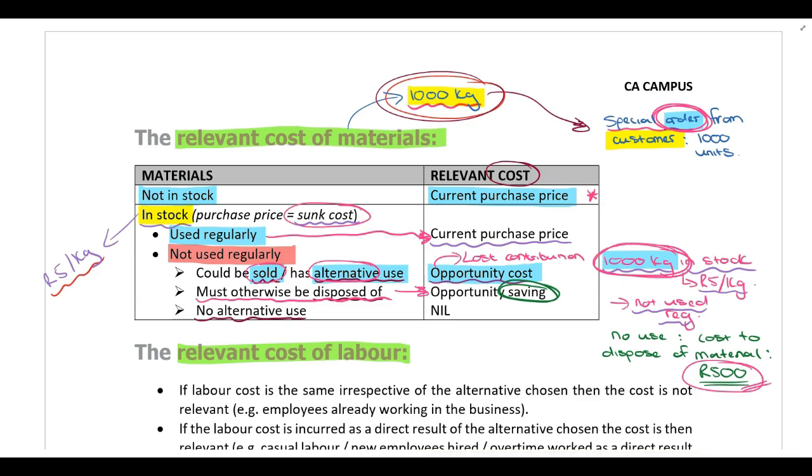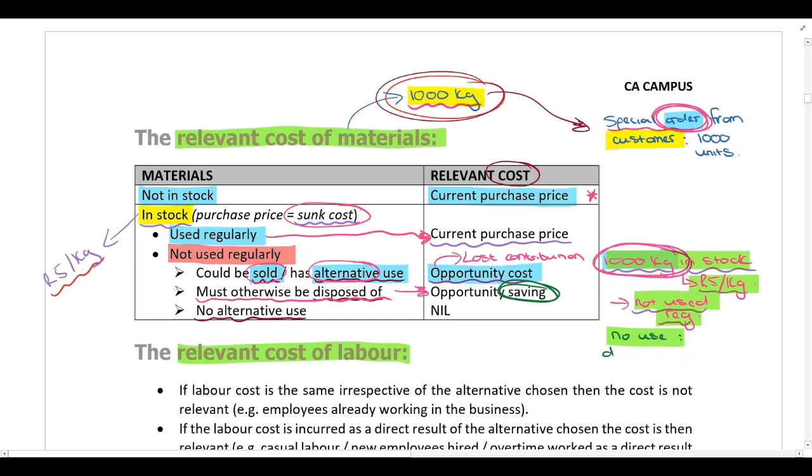The last scenario that could happen is they tell you you've got the 1,000 kilograms sitting in stock. It was purchased at 5 Rand a kilogram. It is not used regularly. And they tell you the company has no other use for this raw material. They don't tell you that it's going to be disposed of. They don't tell you anything else. They just say there's no use. That means then, guys, the relevant cost is null. All right, so that is how you determine what the relevant cost of your material is.